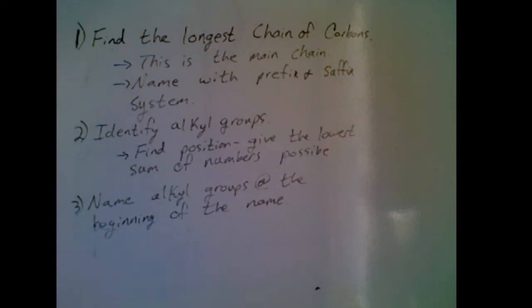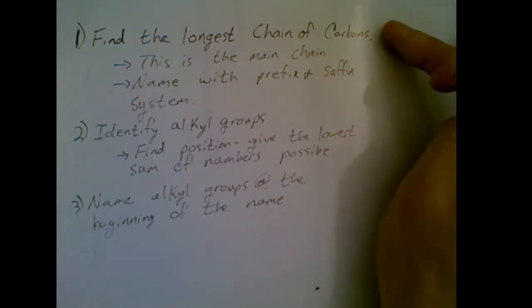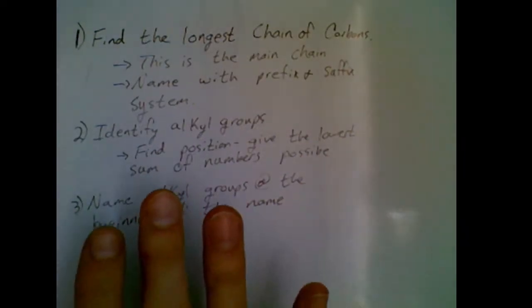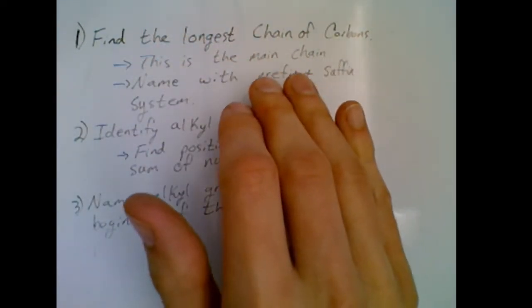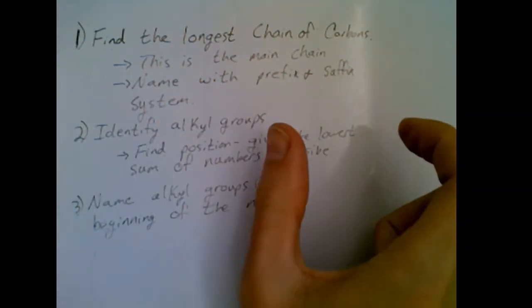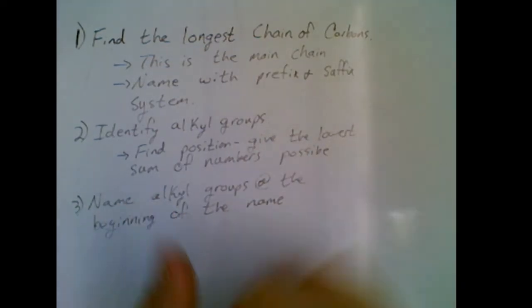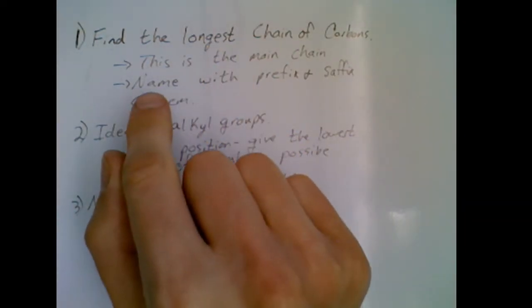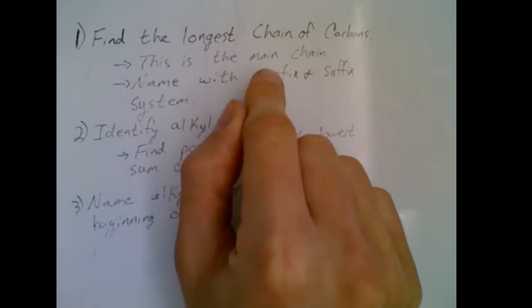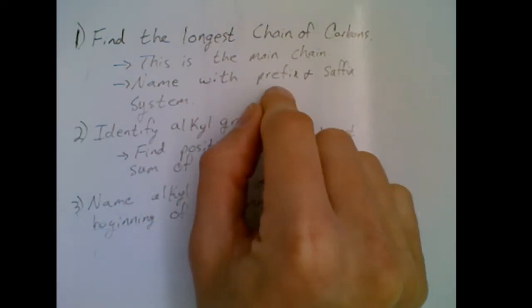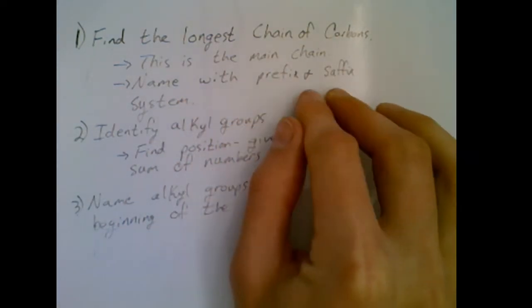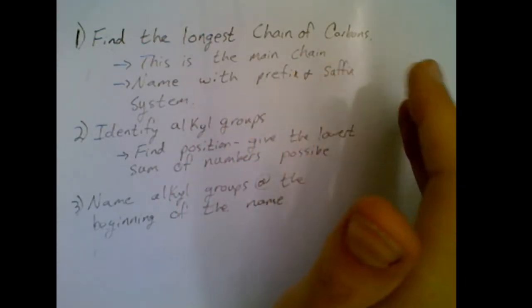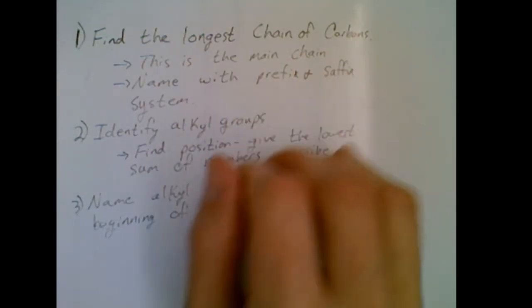So when it comes to naming a compound that has an alkyl group in it, what we want to do is follow a set of rules. Number 1, you need to find the longest chain of carbons. The longest chain of carbons is what we consider to be the main chain and gets the name at the end to identify that longest part of the molecule. You then want to use just our prefix and suffix system that we learned previously. So is it like methane? Is it butane, octane, whatever? Make sure you use that.